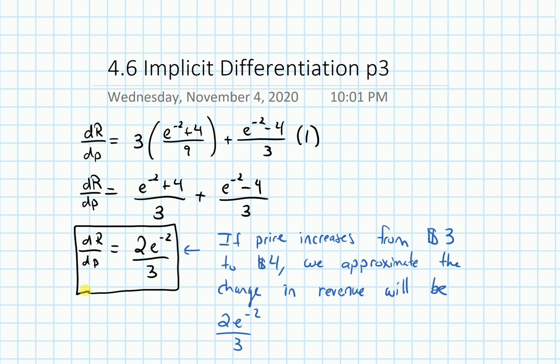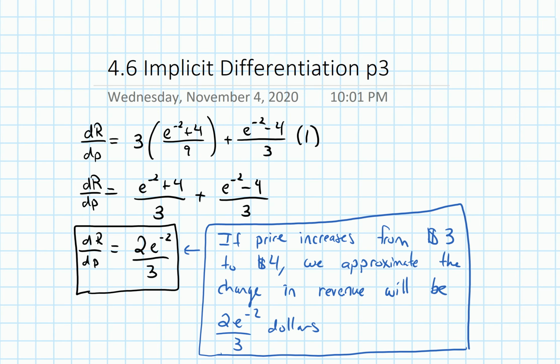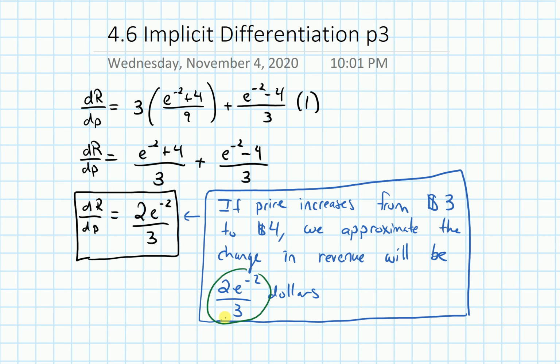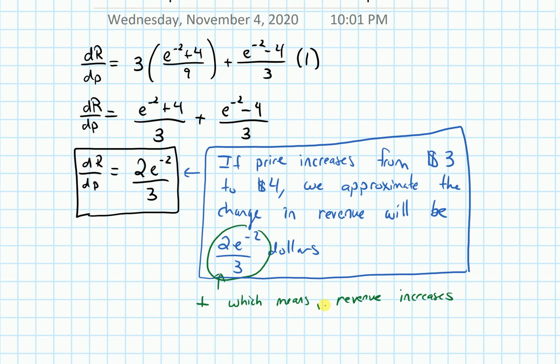And what are the units here? The units of revenue in this question were dollars. And notice that since this number is positive, that means that the revenue increases. At least that's what we approximate, which means we approximate that the revenue increases.